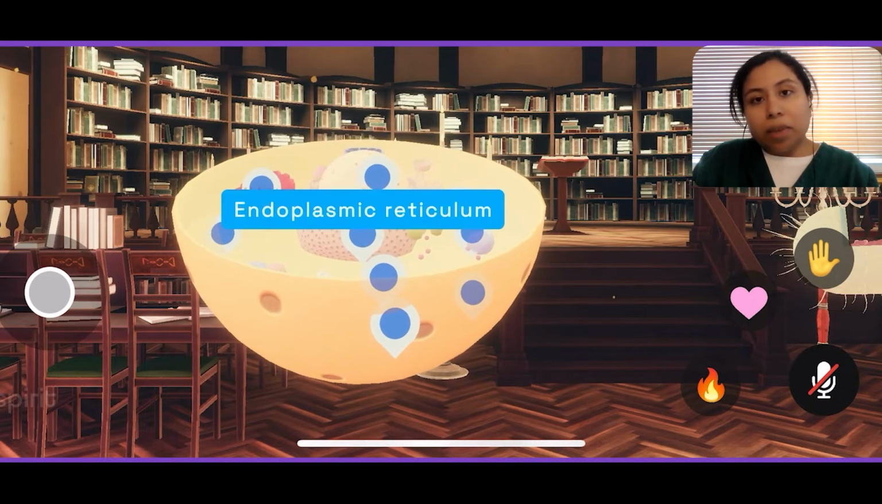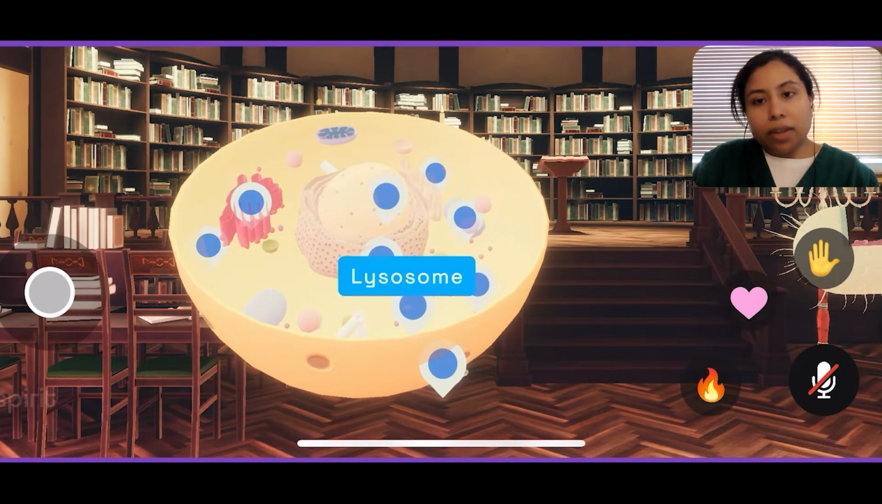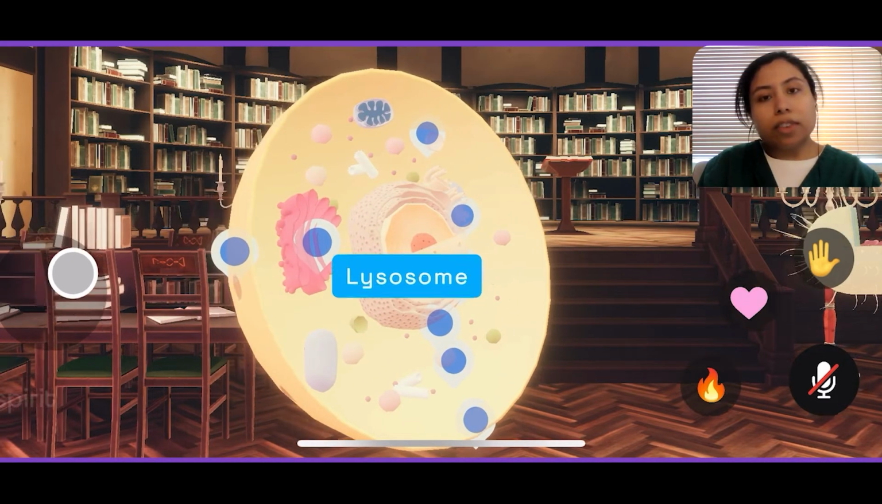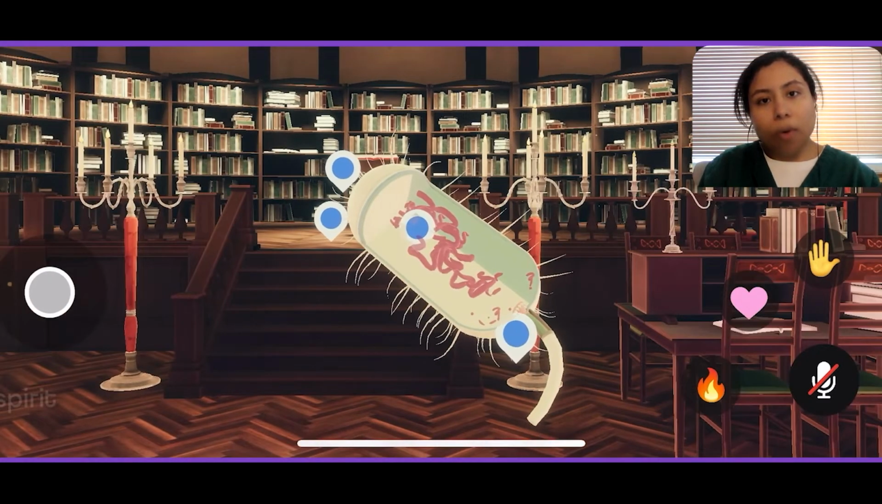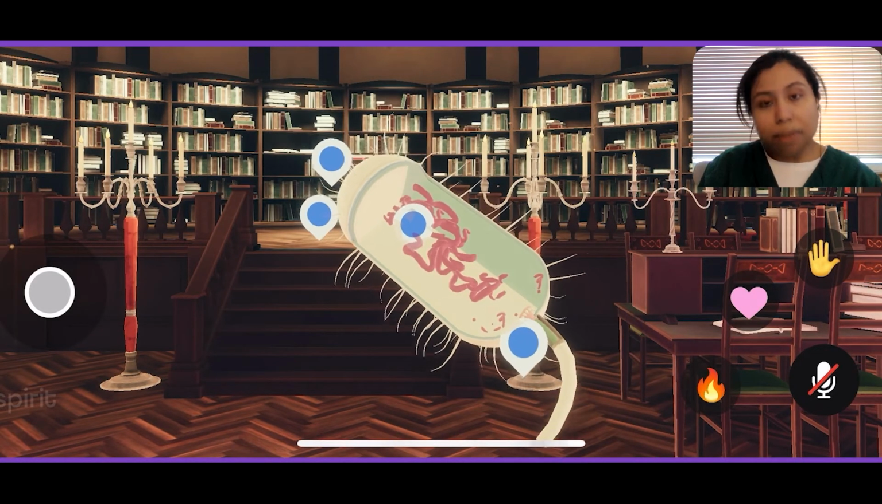As far as other major parts of the cell, each of the cells do have something called the cytoplasm. I think in the bacteria it is also known as the protoplasm. It's basically the gel material that holds all the organelles in place.